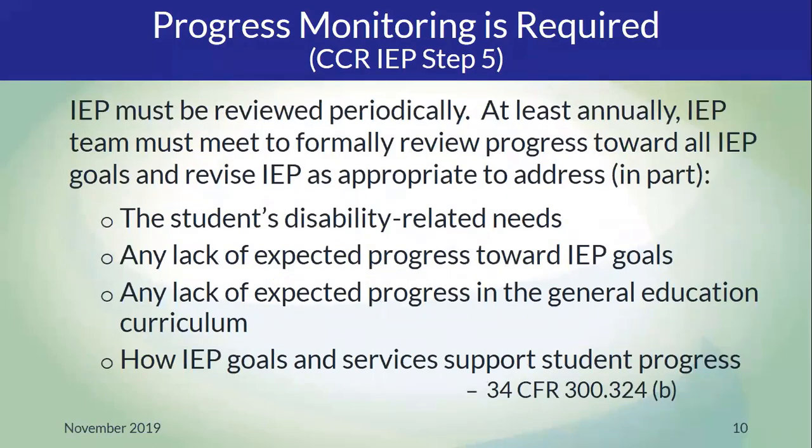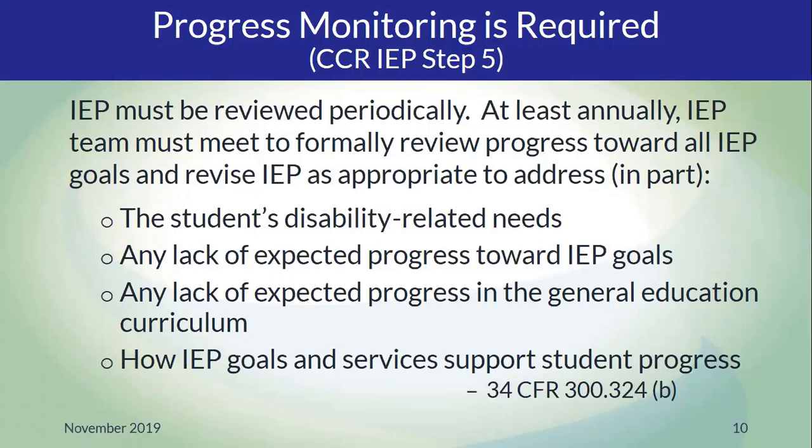IEP review is another requirement that uses progress data. At least annually, the IEP team must meet to formally review IEP goal progress and revise the IEP as appropriate in response. During the annual review, the IEP team uses information collected and already reported to the parents during the interim reviews and any other relevant information from other staff, general ed teachers, parents, to decide if IEP goals have been met and if the special education services and supports are effectively meeting student needs.